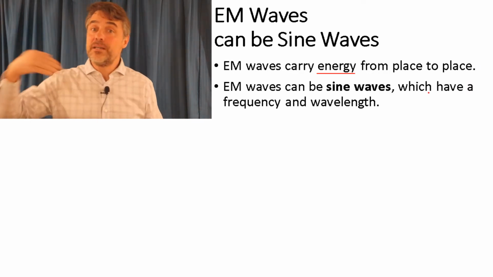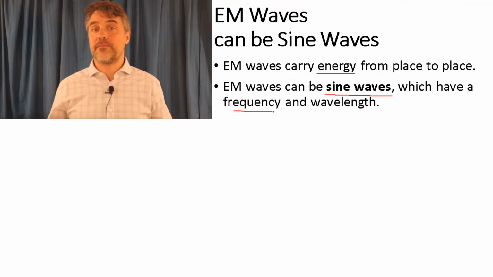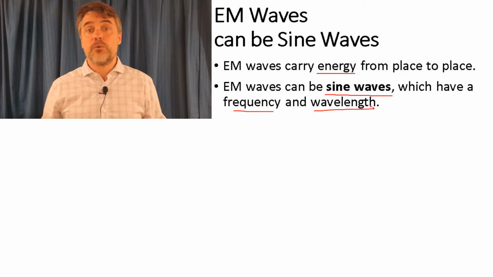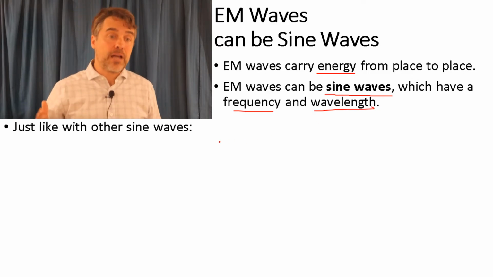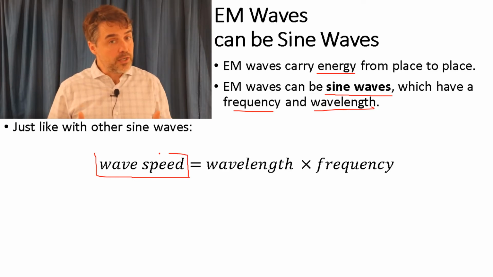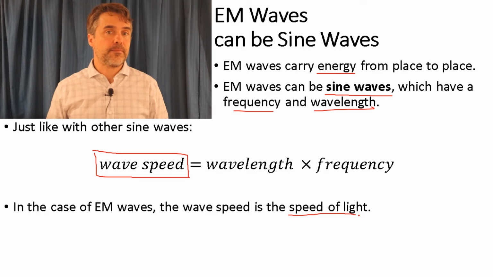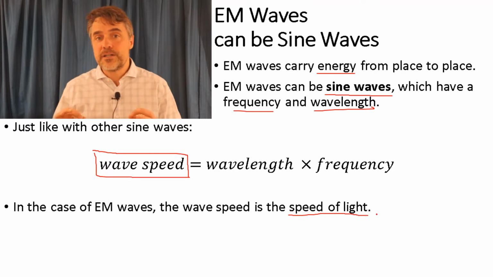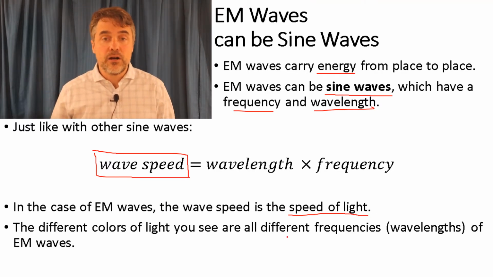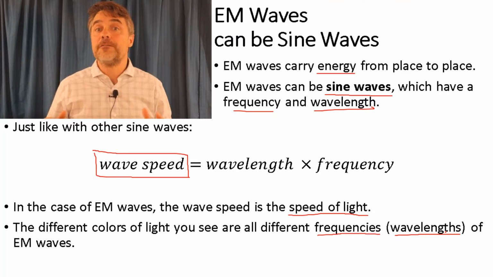EM waves can be sine waves, which have a frequency and a wavelength. Just like with other sine waves, if you multiply the frequency times the wavelength, you always get the wave speed, which, in the case of EM waves, is the speed of light. The different colors of light you see are all different frequencies or wavelengths of EM waves.